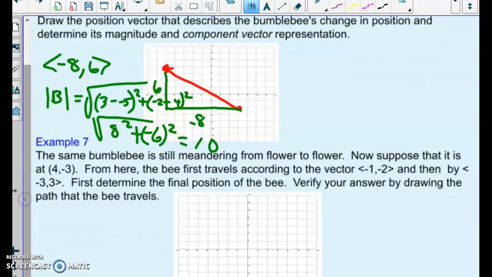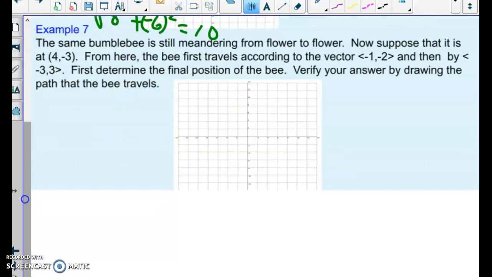The same bumblebee is still meandering from flower to flower. Now suppose that it is at 4, negative 3. 1, 2, 3, 4, negative 3 puts me there. From here, the bee first travels according to the vector -1, -2. So 1 to the left and 2 down. So there's one vector. And then a second vector, which is -3, 3, so 1, 2, 3 up 3. And so the second vector moves it over there.